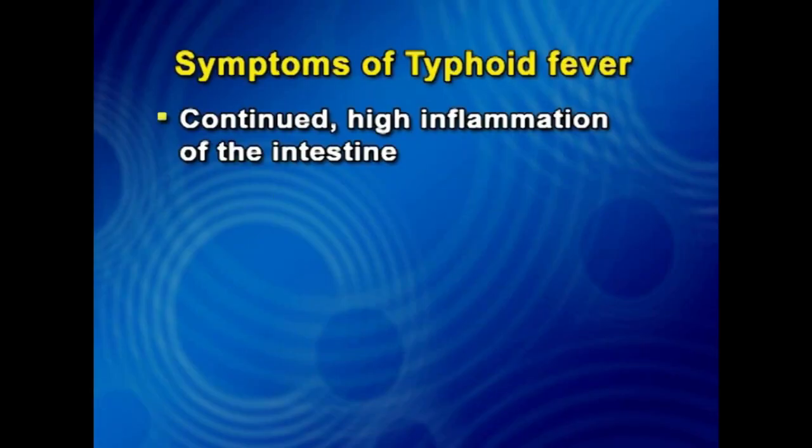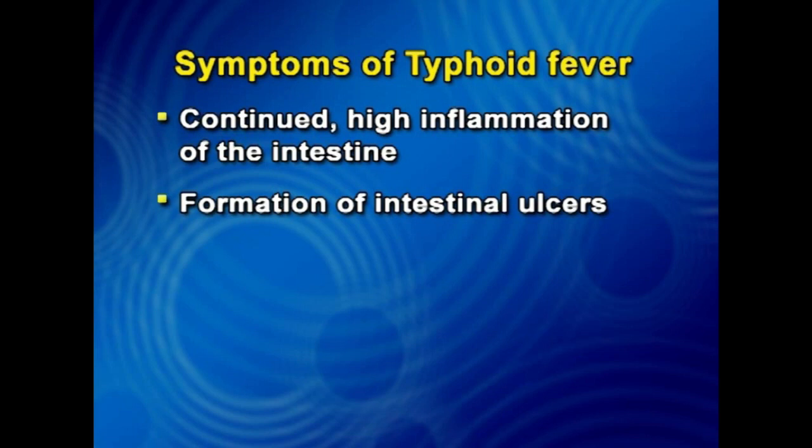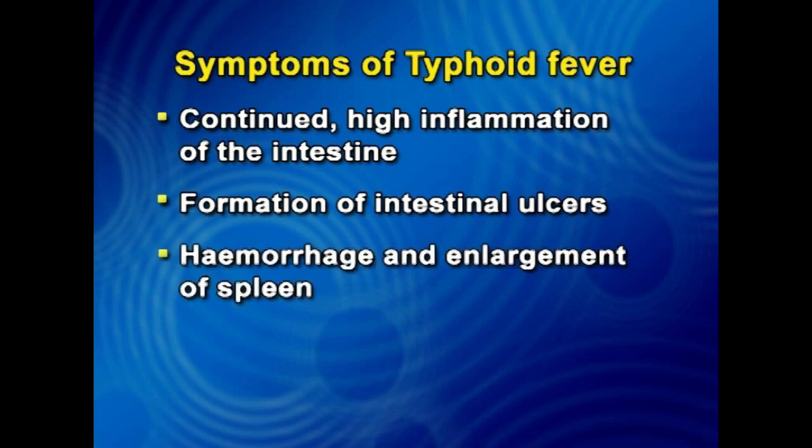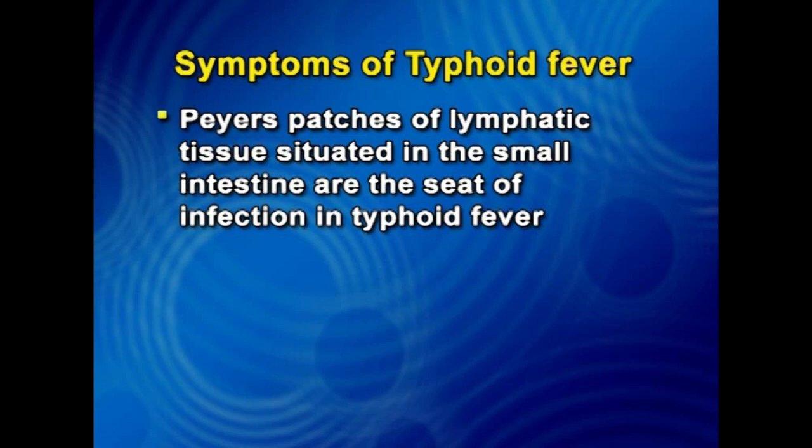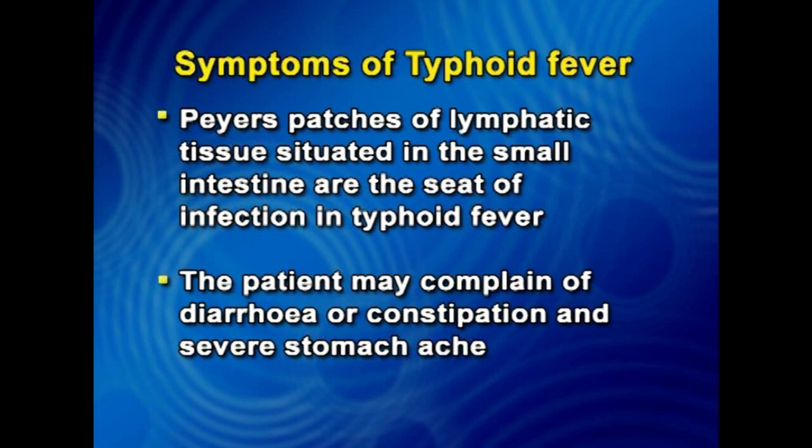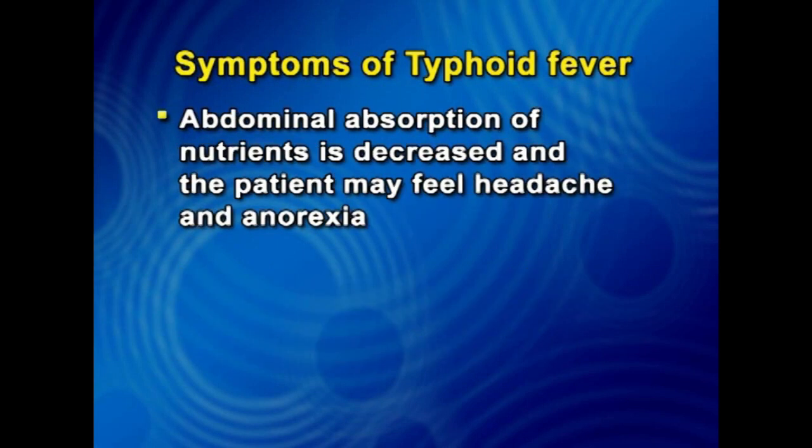What are the symptoms? The disease is characterized by continued high fever, inflammation of the intestine, formation of intestinal ulcers, hemorrhage and enlargement of the spleen, and Peyer's patches of lymphatic tissue situated in the small intestine are the seat of infection in typhoid fever. The patient may complain of diarrhea or constipation and severe stomach pain. Abdominal absorption of nutrients is decreased and the patient may feel symptoms of headache and anorexia.